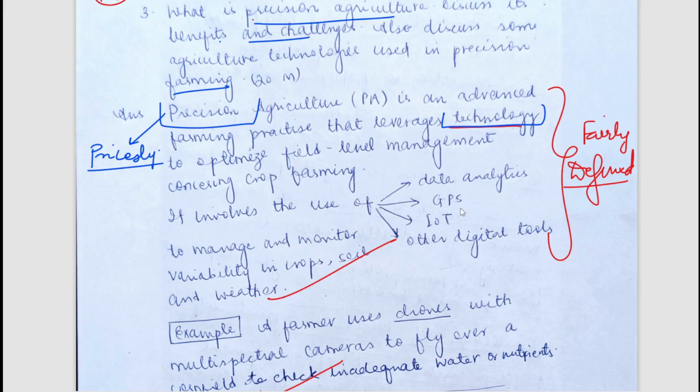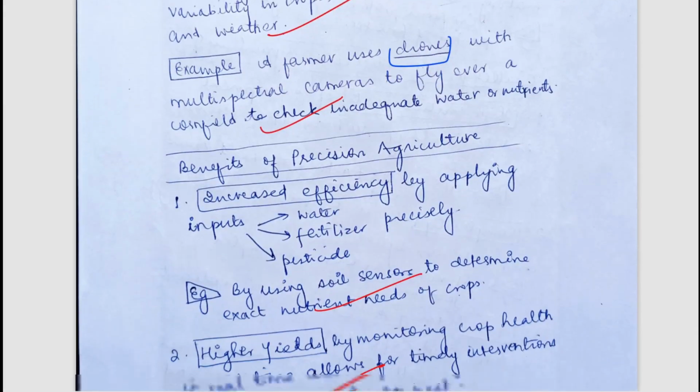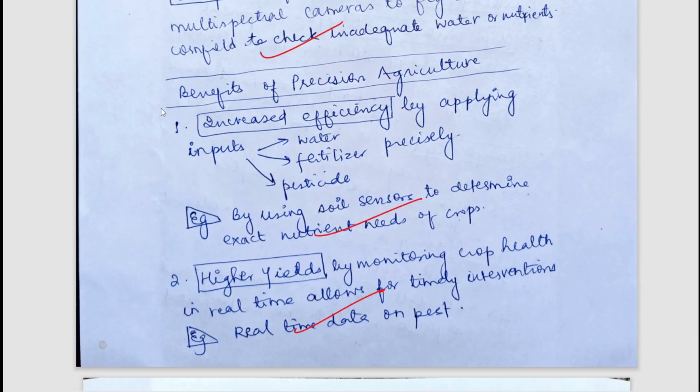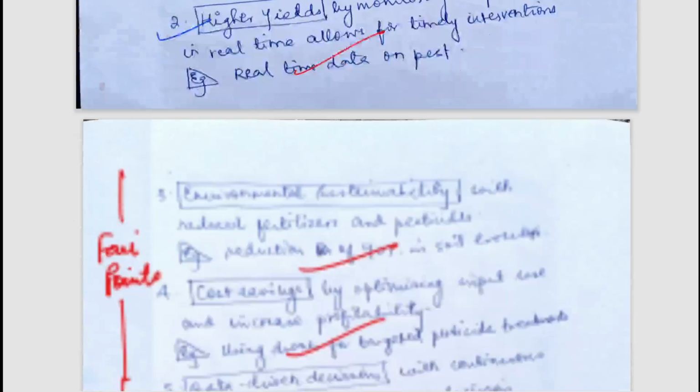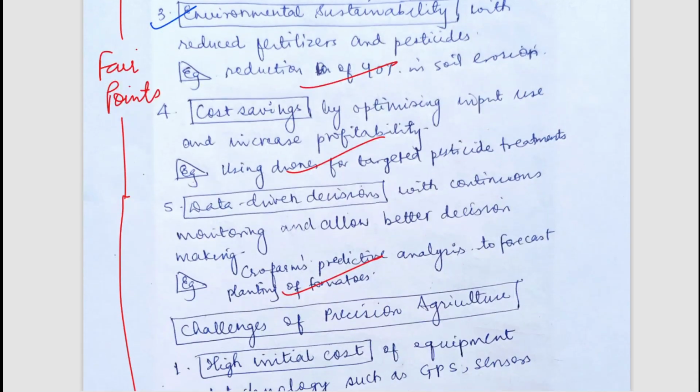It involves use of GIS, Internet of Things, data analytics, GPS, remote sensing. All these things can be used here. Use of drones. So all these things come under precision agriculture. Now, what are the benefits of precision agriculture? Obviously, there will be increased efficiency. There will be higher yields. There could be more environmental sustainability, cost savings, data driven decisions. So all these are good points, and examples have also been mentioned.